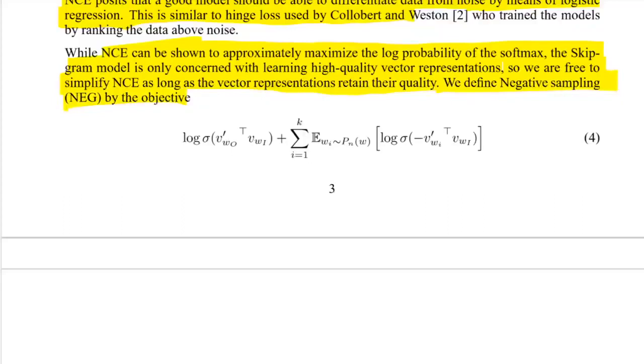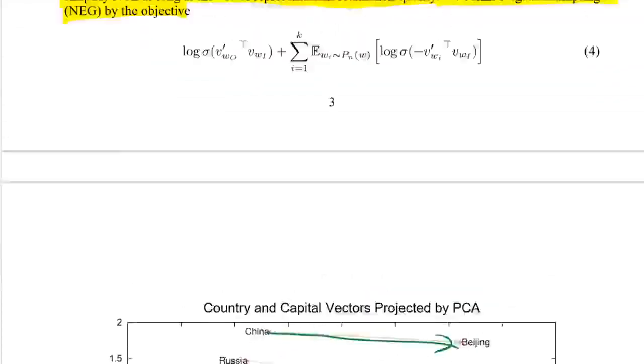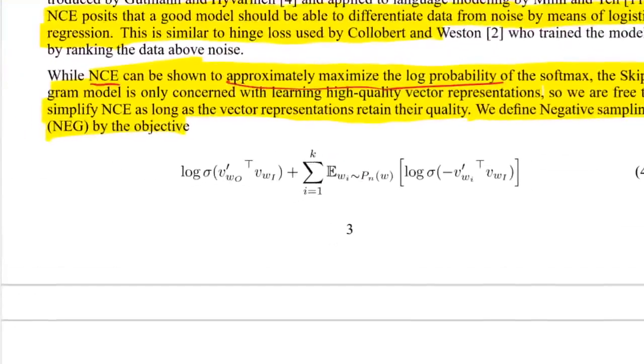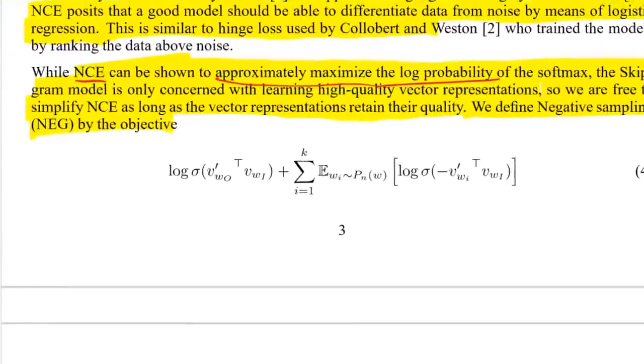So this is very interesting. They see that noise contrastive estimation approximately maximizes the log probability. So noise contrastive estimation would actually be the correct way to approximate their problem. However, they say, well, as long as something reasonable comes out, we're free to change that up a bit. So they go with this negative sampling approach right here.